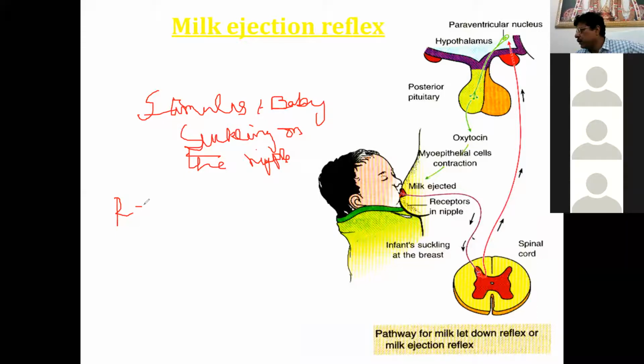What is the afferent limb of this? What is the afferent limb of the reflex arc? The somatic touch pathway, from these touch receptors present in and around the nipple. That is the afferent limb. You can see that pathway, is it not? It is going from the nipple, entering into the spinal cord, and from there it is carrying the impulses.